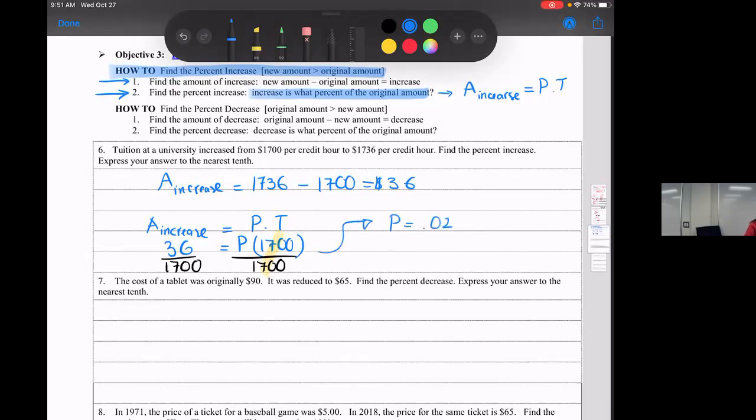Let me do 36 divided by 1700. Oops, what happened? I got 0.0212, which is what? P equals, what is this? If I turn it into a percentage, it will be 2.12%.